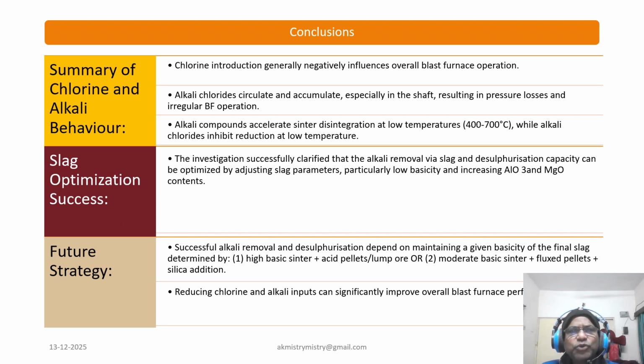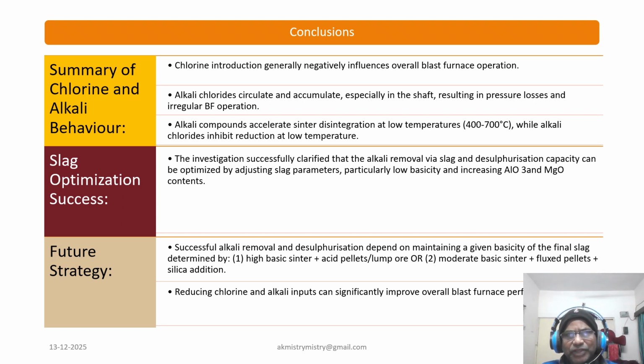As we know, we have two primary burdening routes. The first is using high basicity sinter balanced with acidic pellets or lump ore. So this is option number one. As for option number two, using a moderate basicity sinter combined with fluxed pellets and a silica addition. So this comes under our second option.